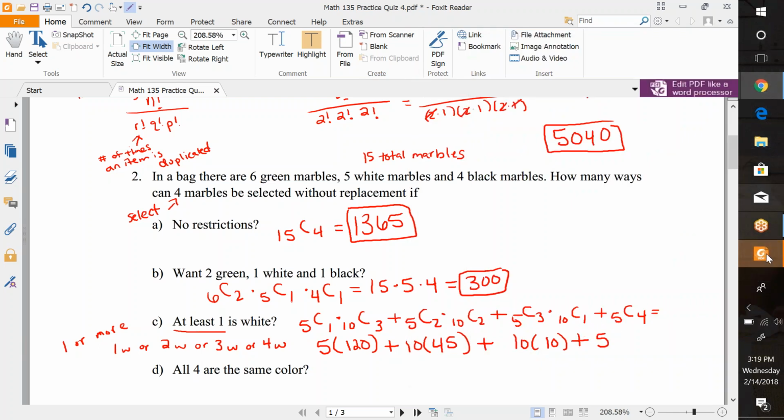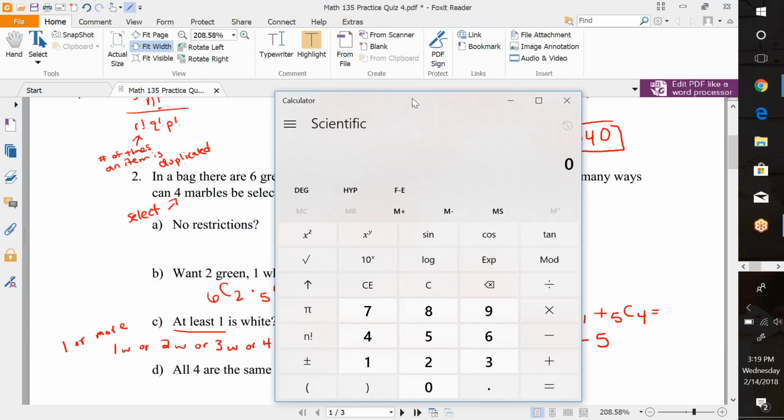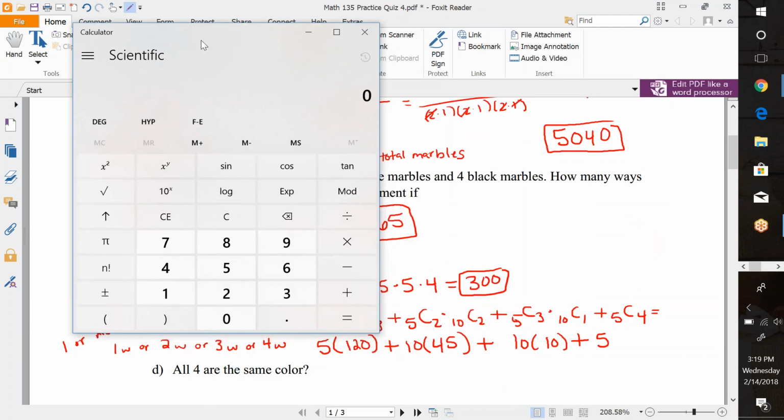Okay, so we're going to multiply and add all this together, and that'll give us our answer for at least one white. So we have 5 times 120 plus 10 times 45 plus 10 times 10 plus 5. And that is 1,155.